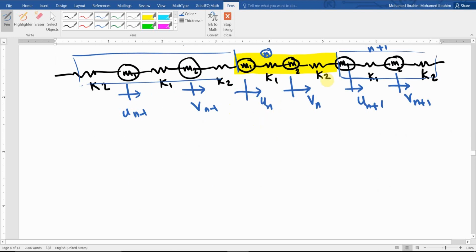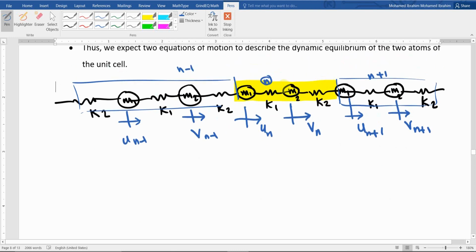And again, all of these atoms, or particles, are points that are confined to move in the horizontal direction, the x direction. There is no vertical movement. So every one of these atoms has only one type of degree of freedom, the displacement. It can only move parallel to x, in the horizontal direction. And since we have two different displacements within one unit cell, the dynamics of one unit cell should be represented using two equations of motion, as we discussed before.